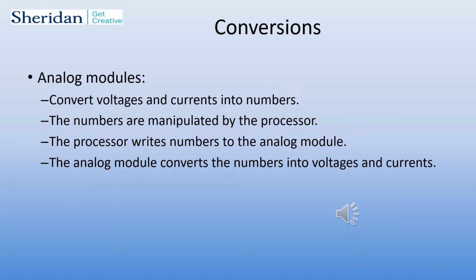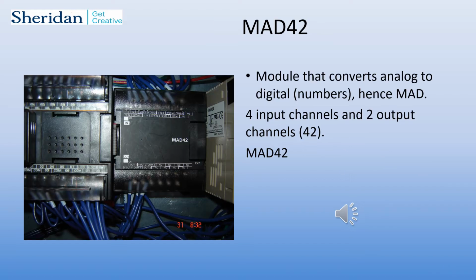The analog module converts voltages and currents into numbers, and the numbers are manipulated by the processor. In turn, the processor writes numbers to the analog module, and the analog module converts the numbers into voltages and currents. Here's a picture of the MAD42, the analog module, which is actually in our PLCs. This module converts from analog to digital, MAD, and it has 4 input channels and 2 output channels. So that's where they come up with the 42, so it's actually a MAD42.